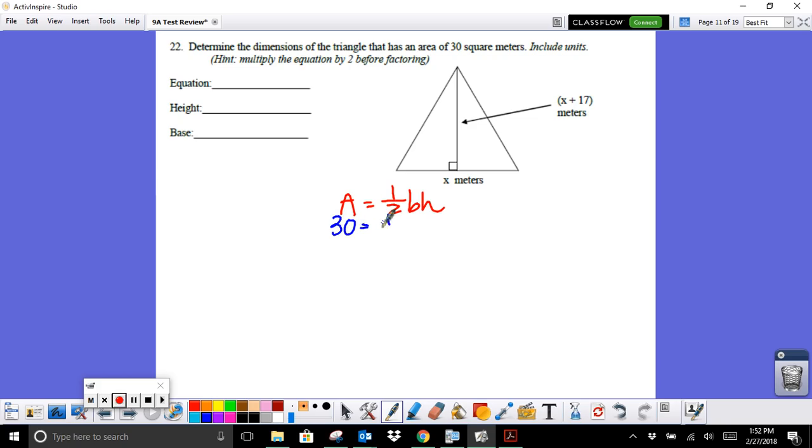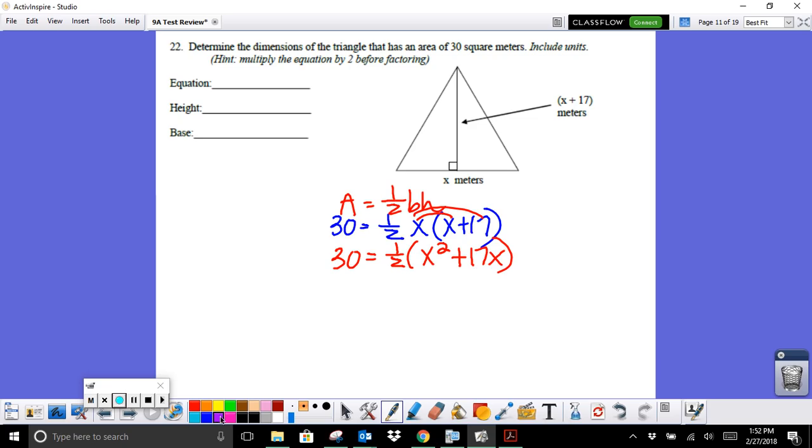I'm going to have 1/2. My base is x. My height is x plus 17. It gives a hint to multiply by 2 before factoring. I also need to distribute that x. I'm going to leave the 1/2 for right now. So 1/2, I'm going to have x squared plus 17x.